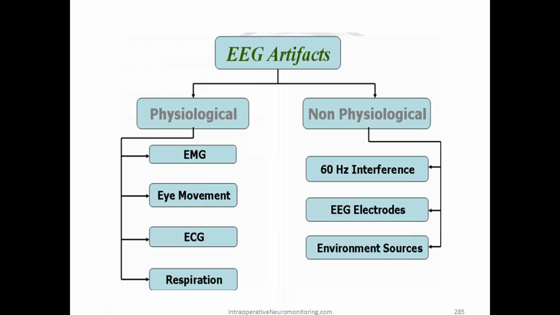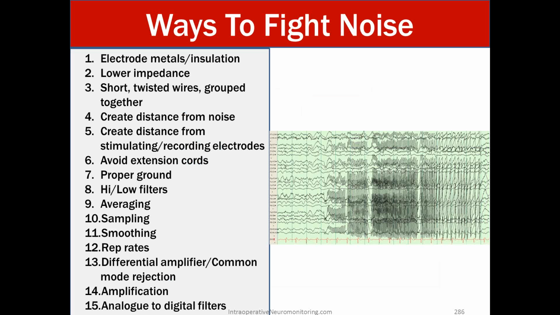EEG artifacts from the human's physiological process include EMG, eye movement, EKG or ECG, and respiration. Non-physiological ones are the 60 hertz interference, the EEG electrodes themselves, and other environmental sources. Now, ways that we can fight the noise. Sometimes these things are already built into our equipment. Other things are things that we can manipulate ourselves.